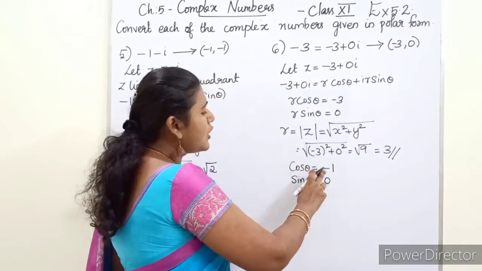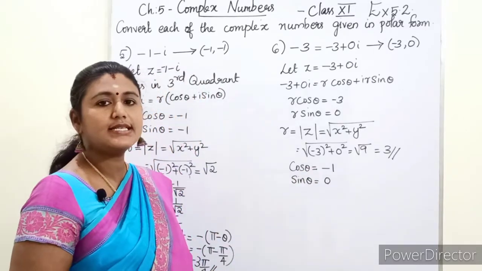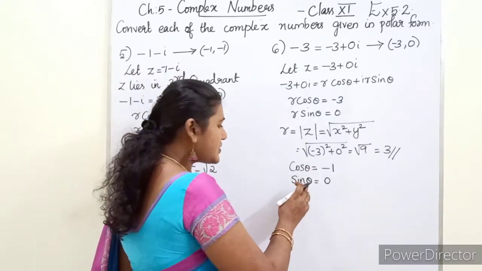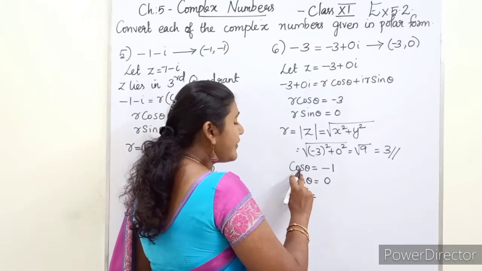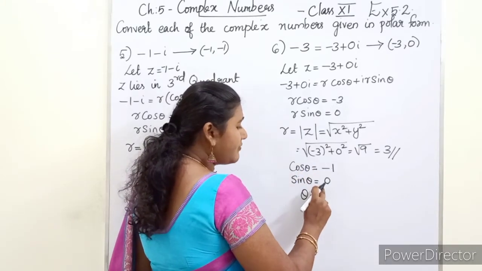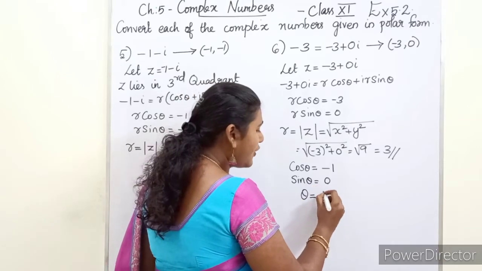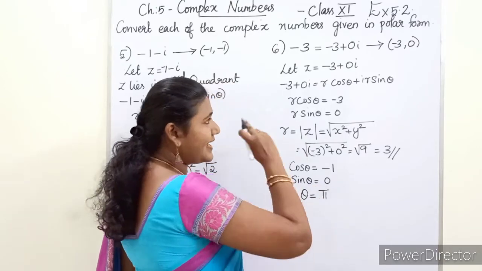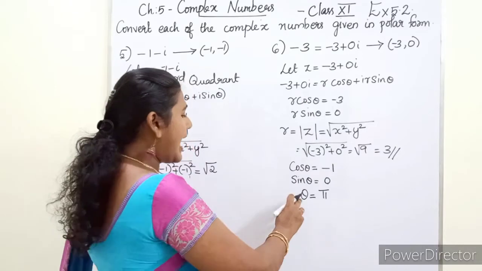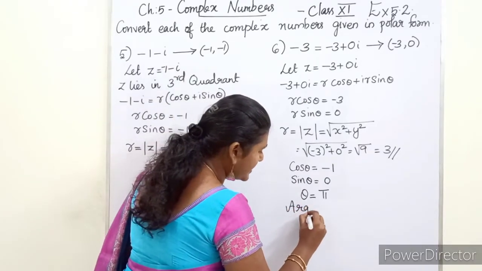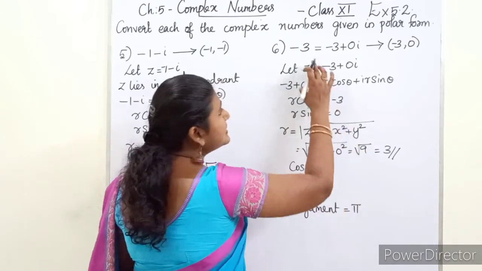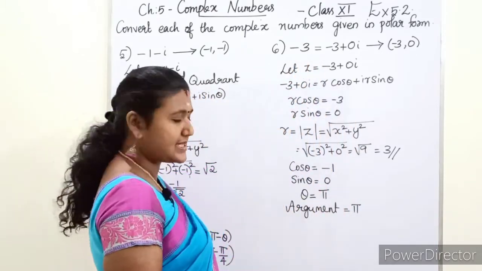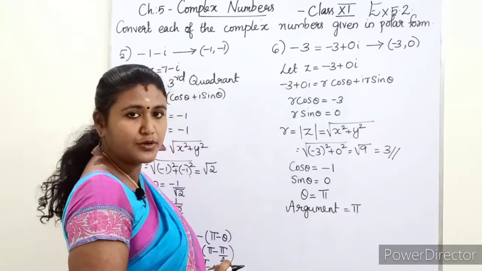So cos theta we got as minus 1 and sin theta is equal to 0. First we will find out the value of theta. For which angle cos value is minus 1 and sin value is 0? That is for pi. This pi lies on the x-axis only. So the argument of the complex number is equal to pi, since this complex number lies on the x-axis.